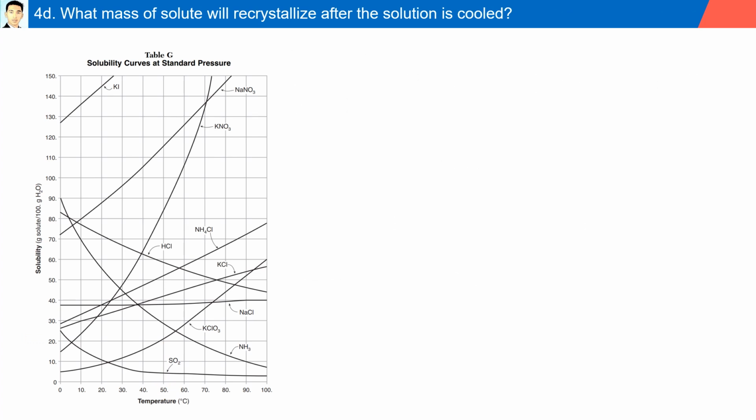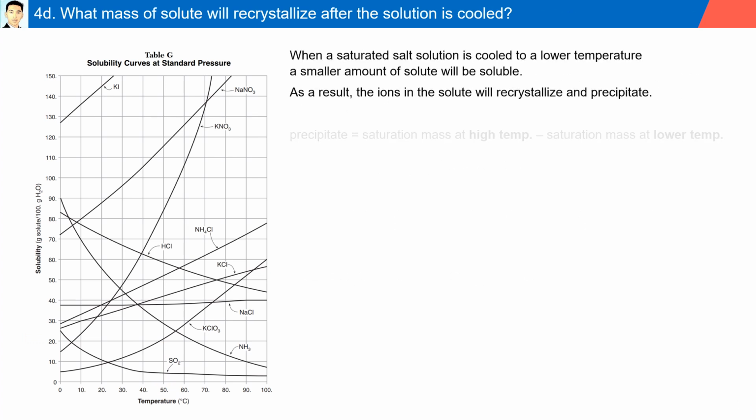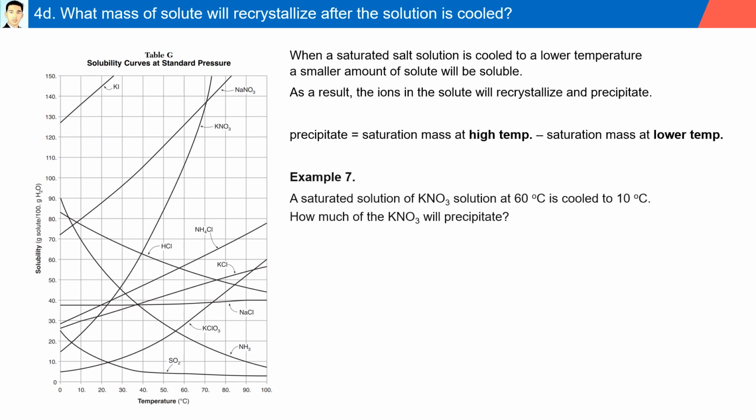What is the mass of solute that will recrystallize after the solution is cooled? When a saturated solution is cooled to a lower temperature, a smaller amount of solute will be soluble. As a result, the ions in the solute will recrystallize and precipitate. The precipitate is equal to the saturation mass at a higher temperature subtracted by the saturation mass at a lower temperature. In this example, a saturated solution of KNO3 at 60 degrees is cooled to 10 degrees. How much KNO3 will precipitate?